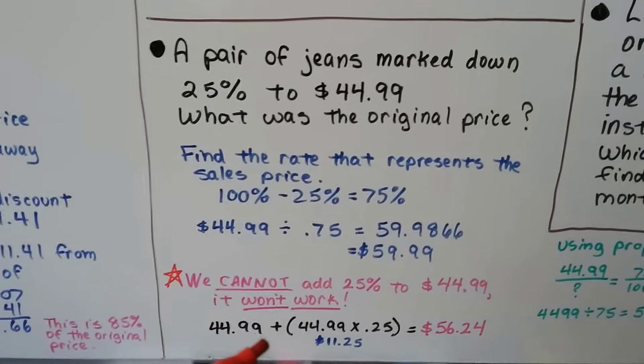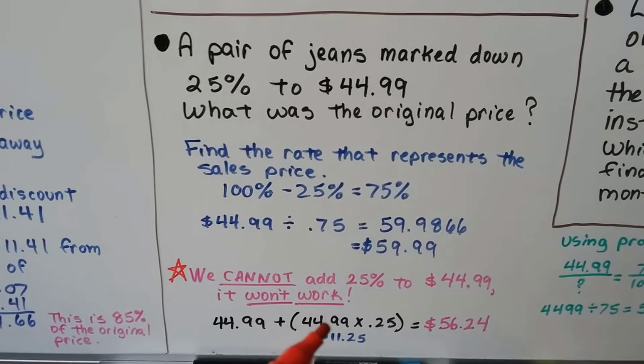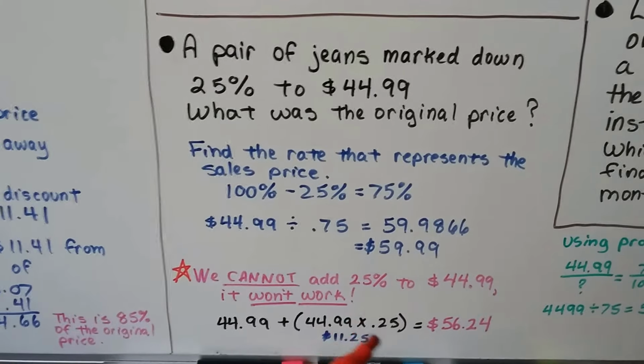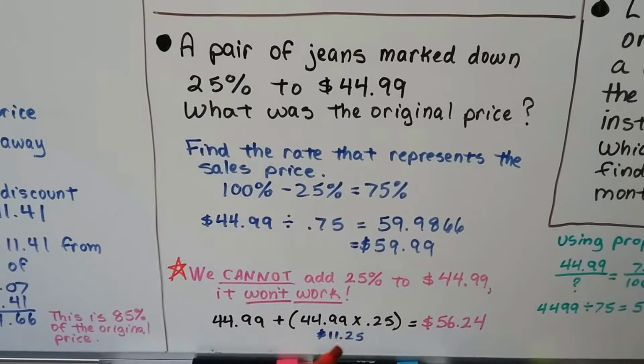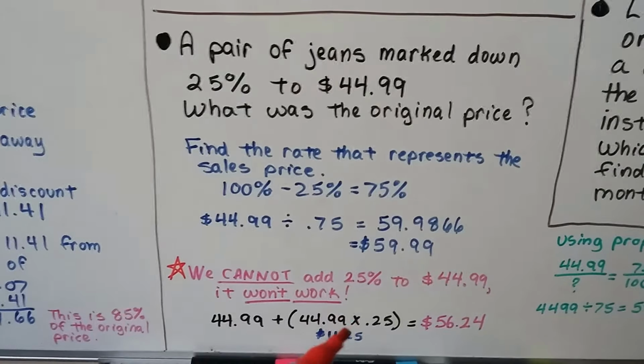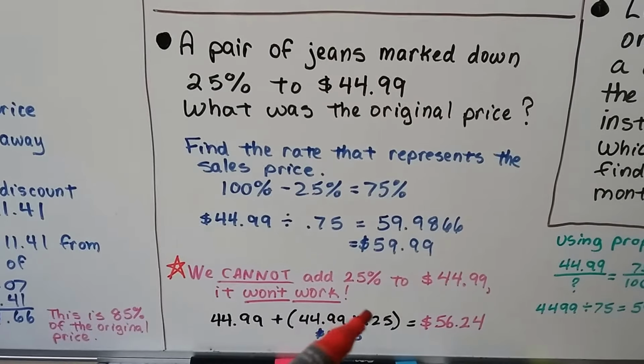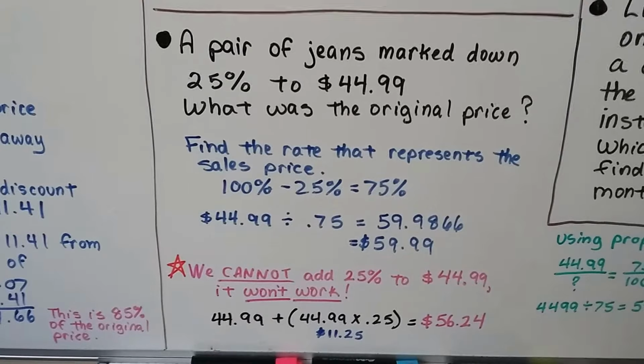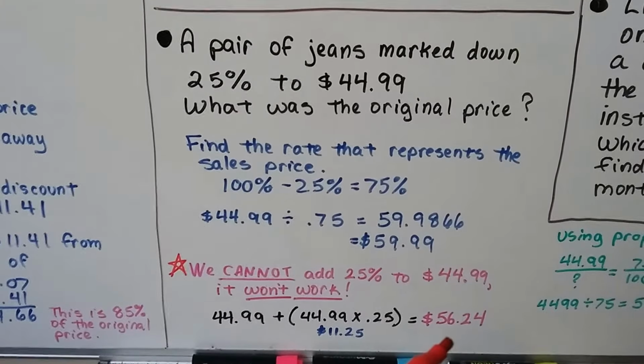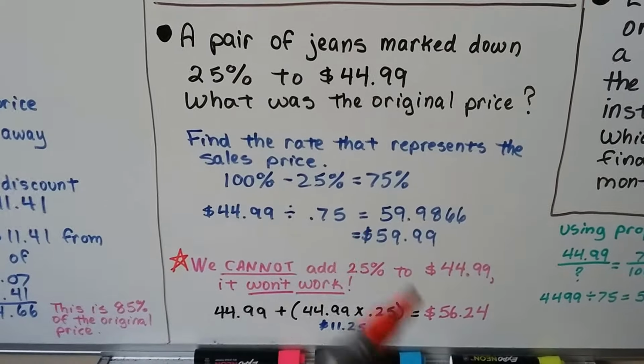We cannot just multiply the $44.99 by 25%, which gives us $11.25. We can't just multiply these together to find 25% and tack it on to that, because that would give us $56.24. That's not $59.99.